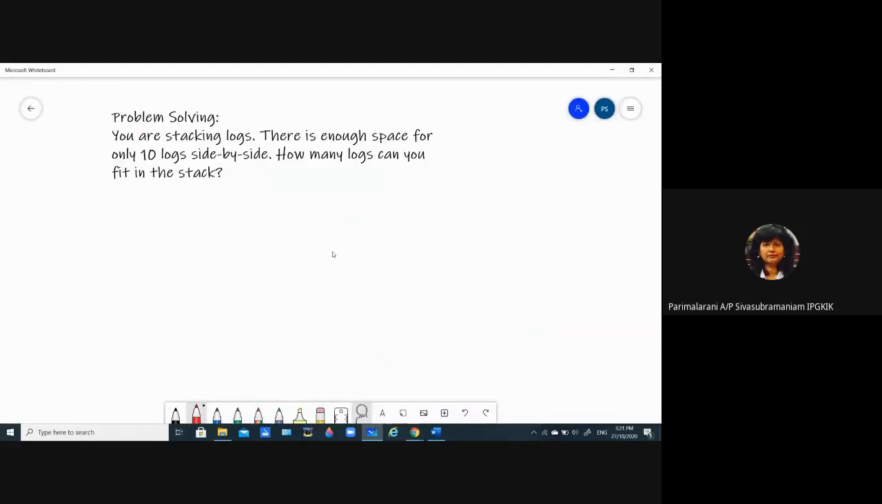Okay, this is the problem solving question that you are going to try. You are stacking logs. You know what logs are, right? Logs, kayu balak. You are stacking them, that means you are arranging them one on top of the other.